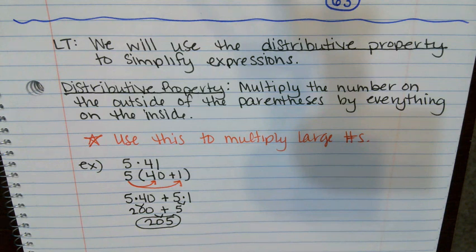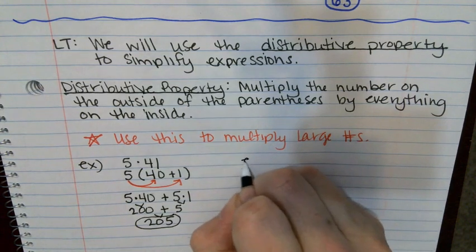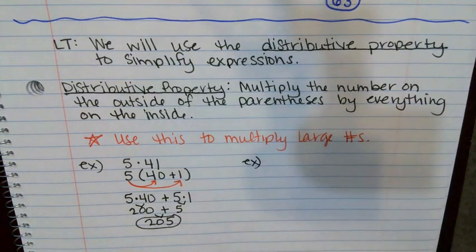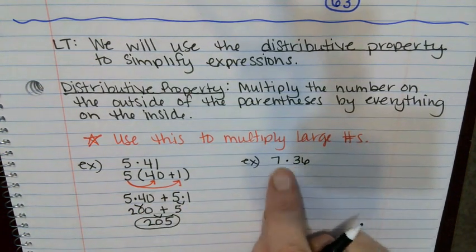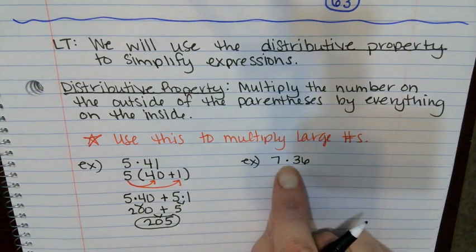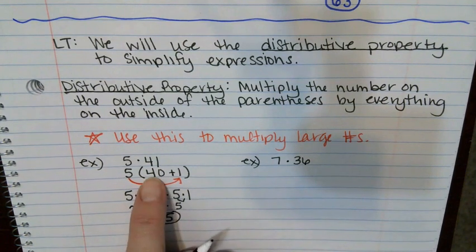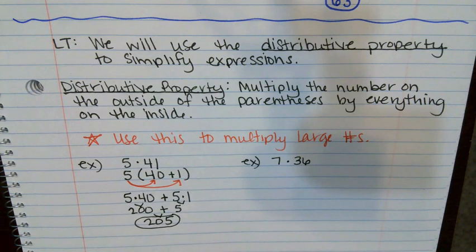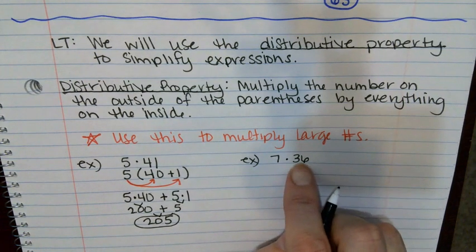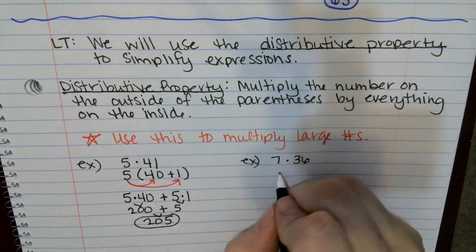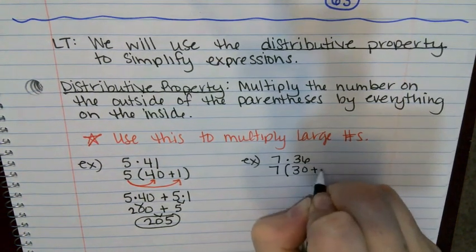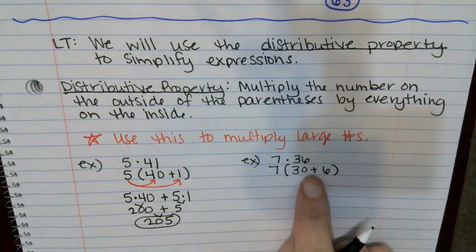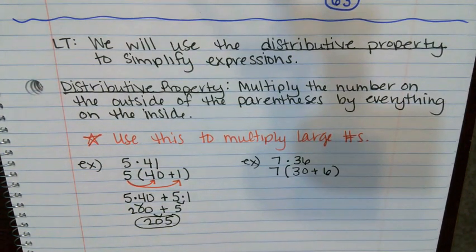Okay? Let's look at a number like, here's another example. Okay? 7 times 36. This, we don't have the distributive property yet. It isn't until it looks like this that we have the distributive property. Okay? So here we go. I'm going to rewrite 36 as 30 plus 6. So I'm going to rewrite it as 7 times the quantity 30 plus 6. Because 30 plus 6 is just another way of saying 36.